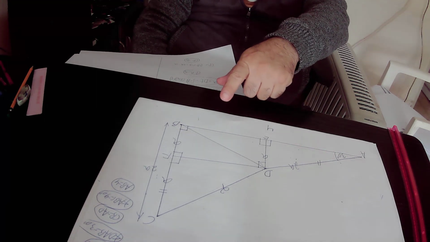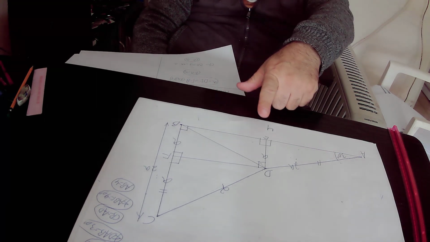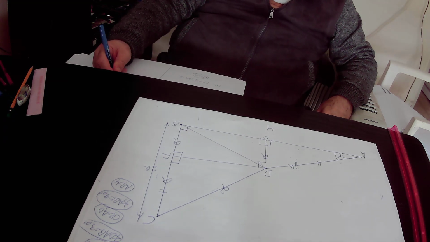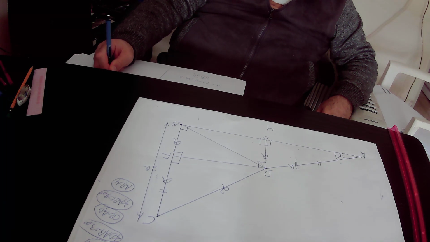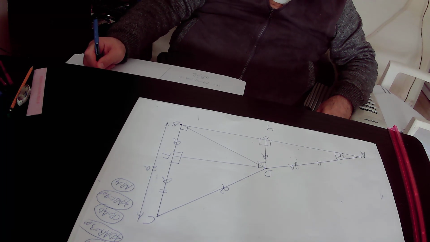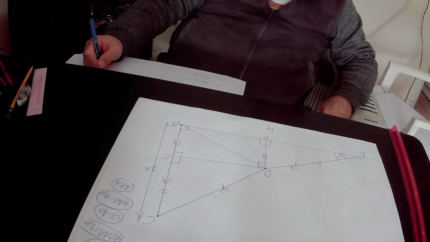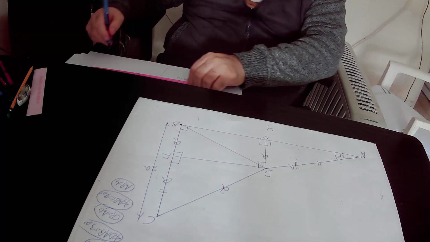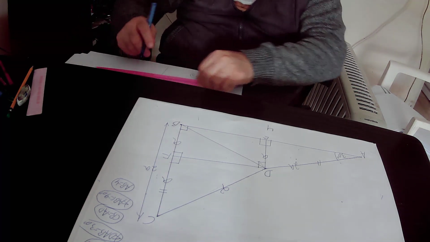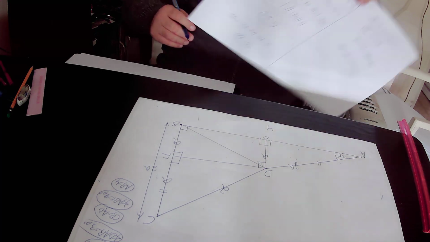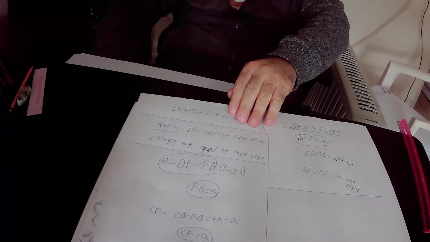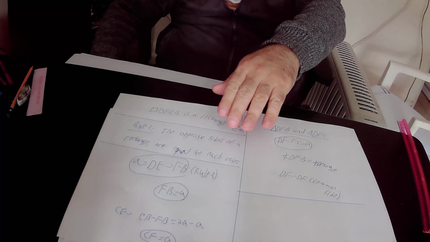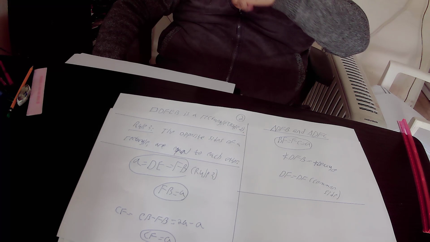And we also have here a common side, DF is a common side, it belongs to both triangles, so we can write down that DF equals itself, DF equals DF. It's a common side that belongs to both triangles. I'll repeat again. DF equals DF is a common side that belongs to both triangles.